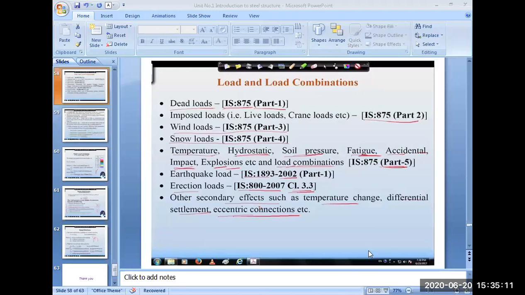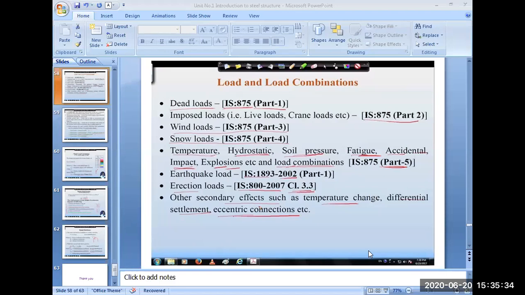Today we'll start unit number 1. The topic is load and load combinations. Last lecture we started this topic, load and load combinations. Generally, various loads are considered on steel structures.